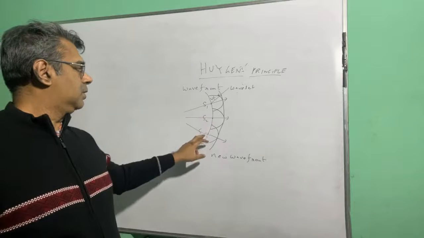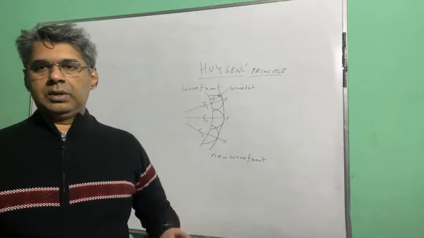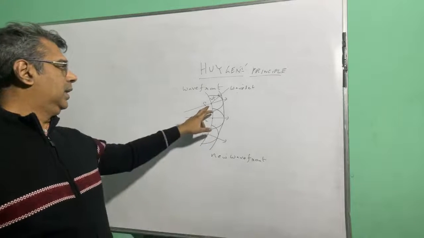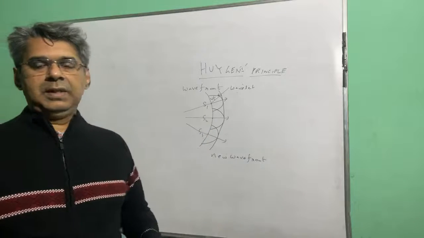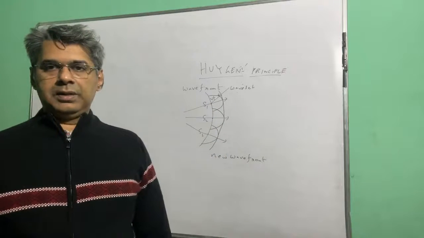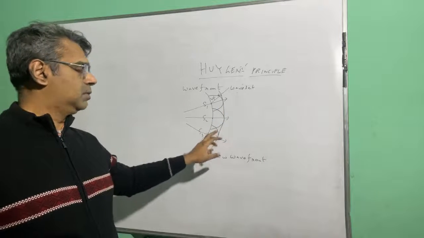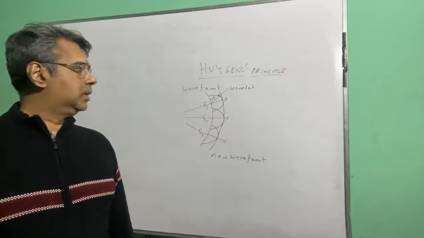So each of these S1, S2, S3 becomes a source of a wavelet. And how do you construct the wavelet? You take S1 or S2 or S3 as center and draw an arc whose radius is equal to velocity into time. So what you will get is a wavelet.